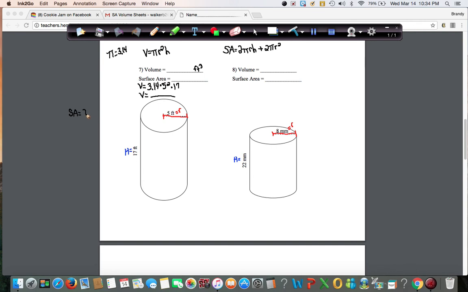Okay. Surface area is a little bit longer. We have our circumference, which is going to be 2 times pi times our radius, which is 5, times our height, so that it goes all the way around and up and down, which is 17, plus 2 times pi times r squared. And that's going to be the area of the two bases. So you do this guy first, 2 times 3.14 times 5 times 17. You do this guy second. And then you add them. And that's your surface area.